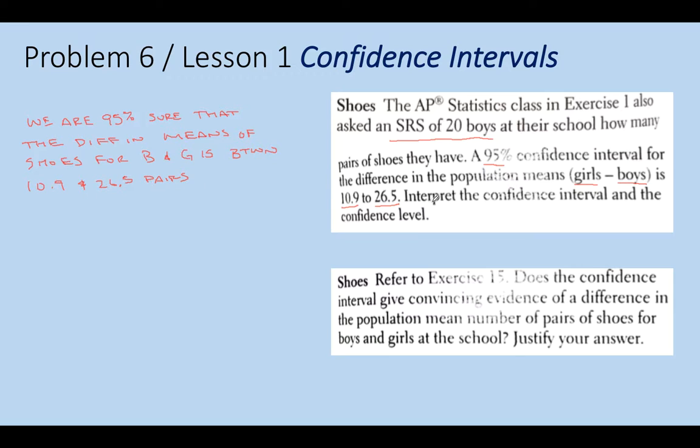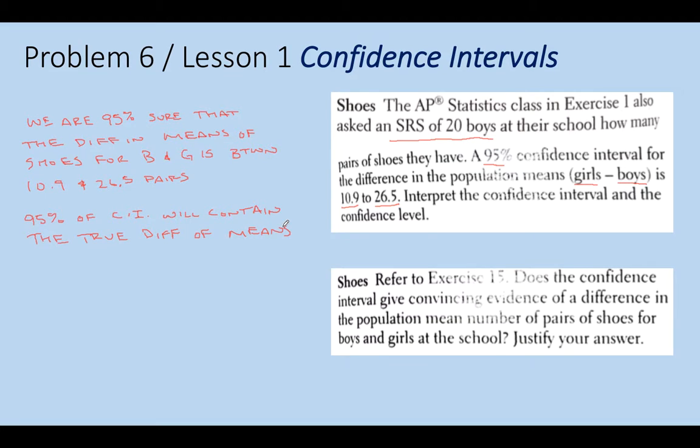And then it says, interpret the confidence level. Okay, well, the confidence level would be 95% of confidence intervals. Okay, here we had one confidence interval. We are 95% sure that, or 95% of confidence intervals will contain the true difference of the means.